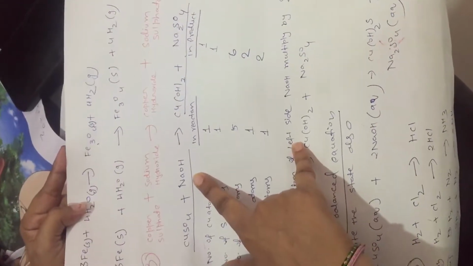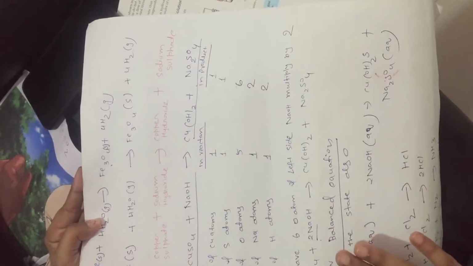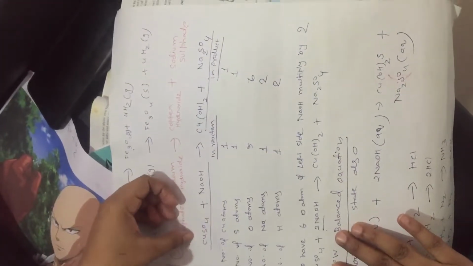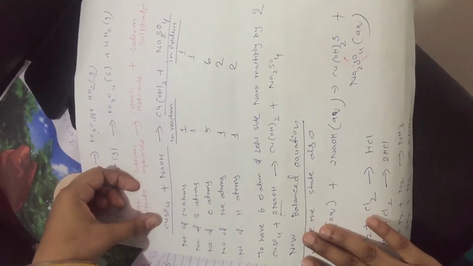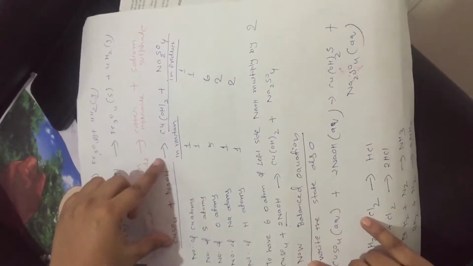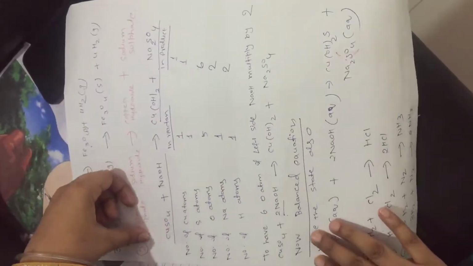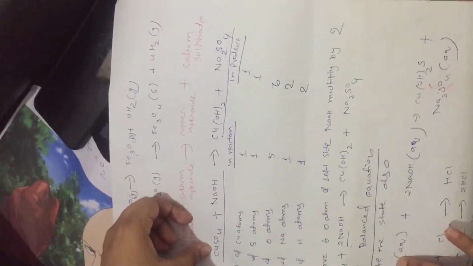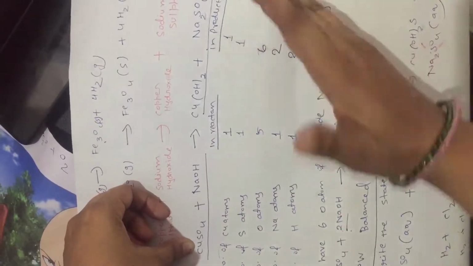Suppose there is the equation CuSO4 plus NaOH gives Cu(OH)2 plus Na2SO4. We have to balance it. In this case, this side is the reactants and this is the products. It is clear to everyone. First we check the number of atoms on the left side, then the number of atoms on the right side.